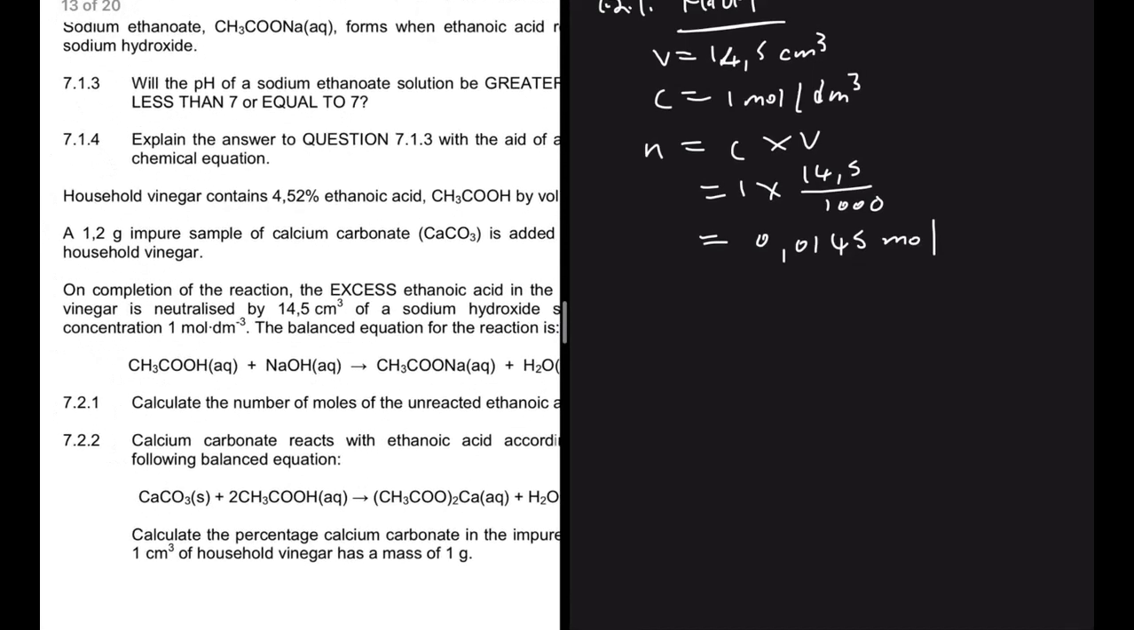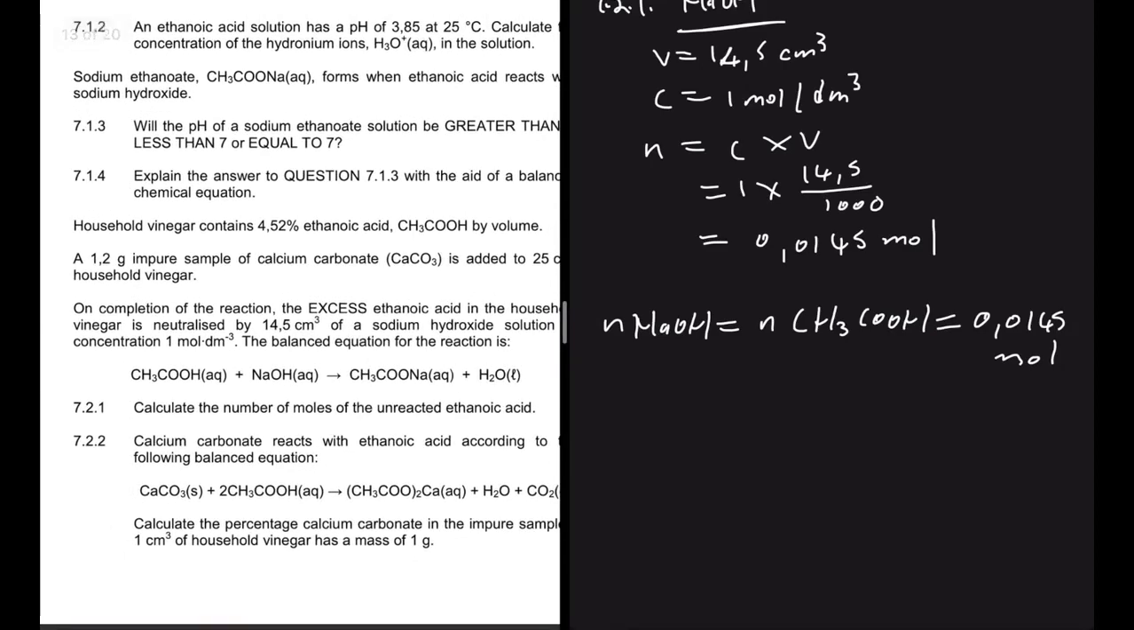The balancing coefficient of our ethanoic acid is 1, and the balancing coefficient of our NaOH is 1. So the number of moles of NaOH is equal to the number of moles of CH3COOH, and then that will be 0.0145 moles. But what if the balancing coefficients were not the same? I've solved a similar problem with that kind of situation, so I would advise you to go and check it out.